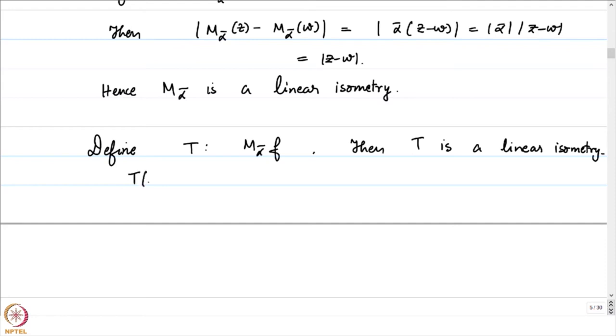What will be T of 1? Let's see what T of 1 is. T of 1 is going to be m alpha bar of f of 1, which is alpha bar times f of 1. But we picked alpha to be f of 1. So this is equal to alpha bar times alpha, which is equal to 1, because it's the absolute value of alpha squared, which is 1. And therefore, T is now a linear isometry which fixes both the origin and the complex number 1.